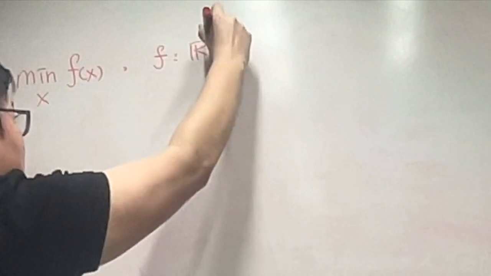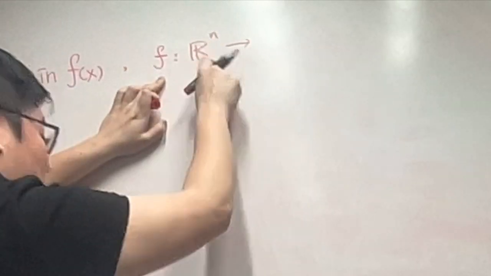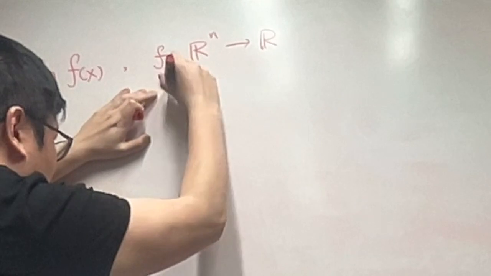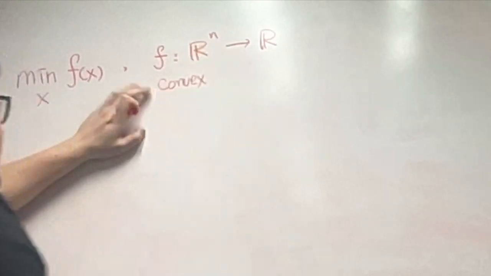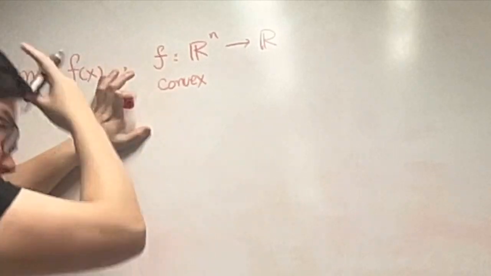X is a vector of n dimension, so it's a vector. And f is a function, it maps a vector to a number. Okay, so something like this. And then we are showing this is convex. So again, convex. What does convex mean? Convex means it can be described by something below it.